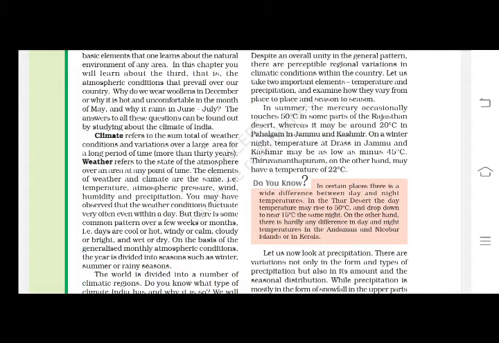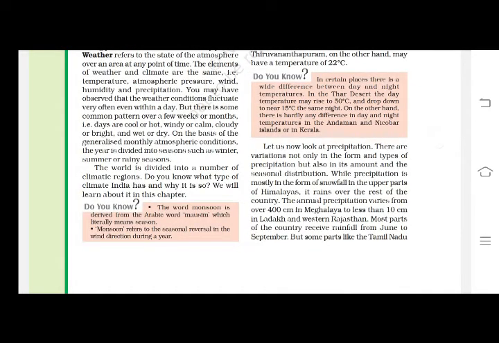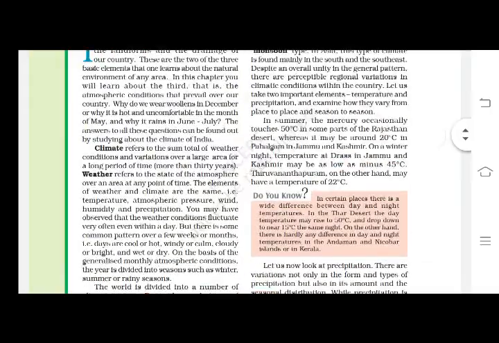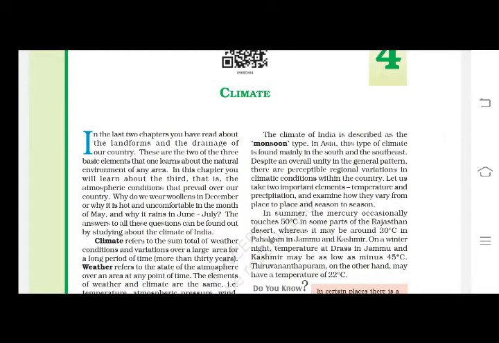On the basis of atmospheric conditions, the year is divided into seasons. According to the weather, we have divided the year into the summer season, the winter season, and the rainy season. The world is divided into a number of climatic regions. What type of climate does India have and why? In this chapter, we are going to study the Indian climate. So this was weather and climate. We have studied the definitions of them and the elements in weather and climate.